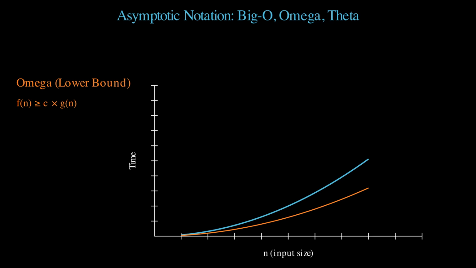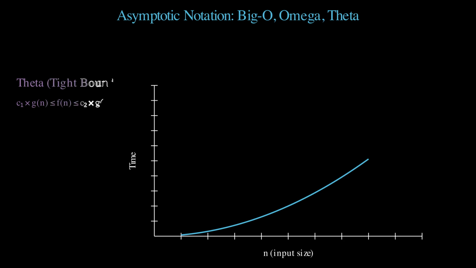Finally, we have theta notation, which gives us the most precise description by providing both upper and lower bounds. Theta notation combines both bounds, showing that our function is squeezed between two boundaries. This gives us the tightest possible characterization of an algorithm's growth rate. We can see both the upper and lower bounds surrounding our function, creating a bounded region. This purple shaded region represents where our function must lie when we have theta bounds. It cannot escape this bounded area.